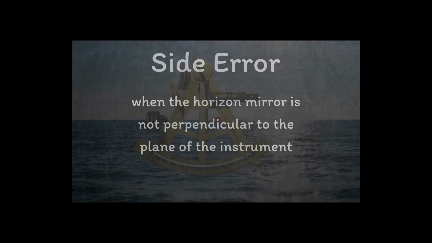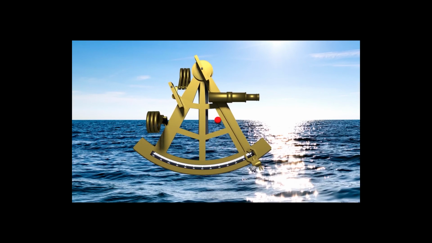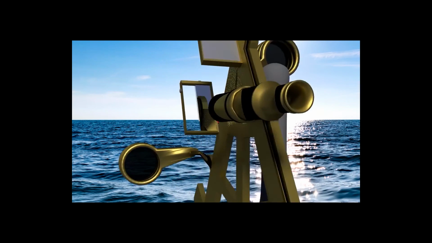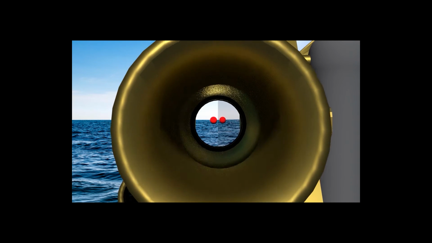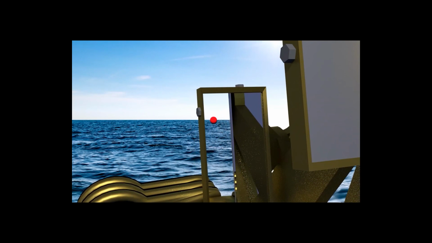You can spot side error when the instrument is set at 0 and you look at an object in the distance. If the real object and the reflected object are separated, side error is present. You'll notice the correction screws on the horizon mirror are not the same as those on the index mirror. The screws on the horizon mirror actually correct for both side error and index error. We're going to need to correct for both at the same time.